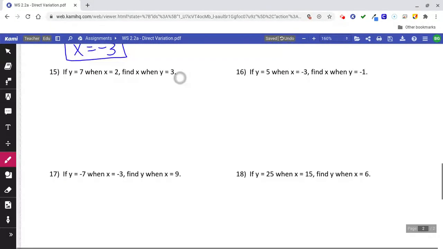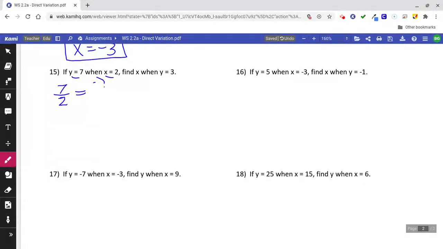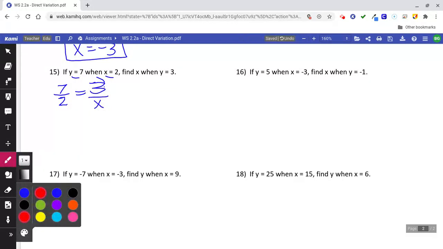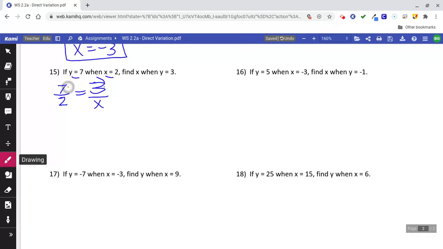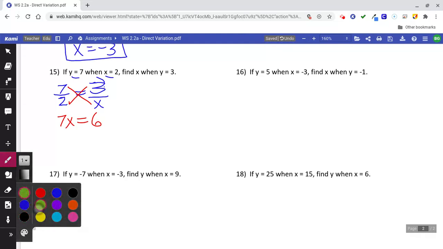Number 15, same thing. Just make sure you keep the same relationship. If you say y over x, 7 over 2, then you've got to say y over x on the other side. Y over x equals y over x. I cross multiply, and I get 7x equals 2 times 3 is 6. And this one feels weird because it's not going to come out even, but that's okay. Just keep doing the same thing.